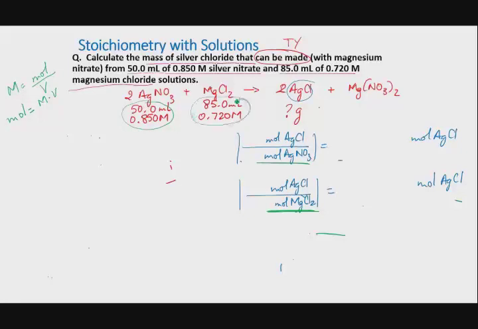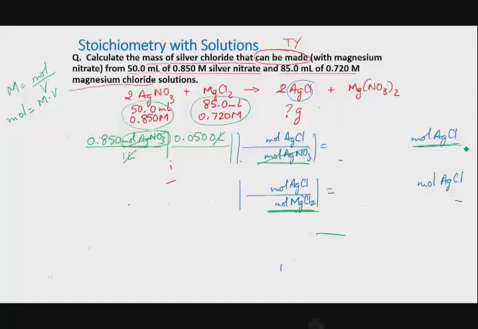In other words, if you look at the concentration of silver nitrate, it is 0.850 moles of silver nitrate for 1 liter of solution. If this is multiplied by the volume in liters, 0.0500 liters, liters cross out, leaving us with moles of silver nitrate. Moles of silver nitrate can then be crossed out, leaving us with moles of silver chloride from silver nitrate.